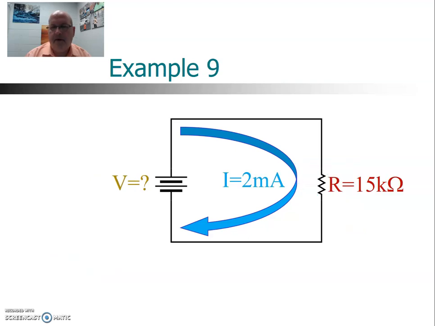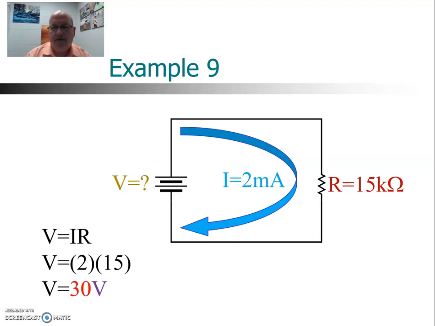And here we have another Ohm's law. We have current and resistance. Try to find voltage, but this time we're using metric prefixes. So we do V is equal to IR, and because we have milliamps and kilo ohms, we can get directly our answer of 30 volts. 2 milliamps times 15 kilo ohms is 30 volts.